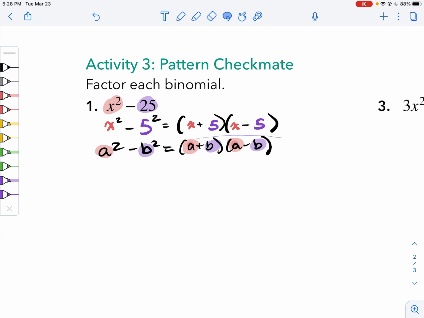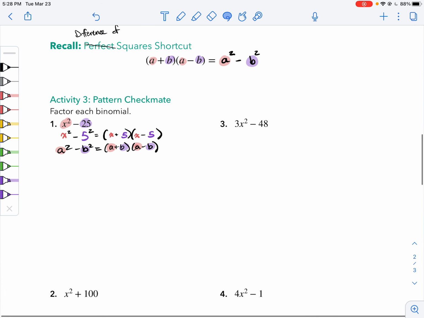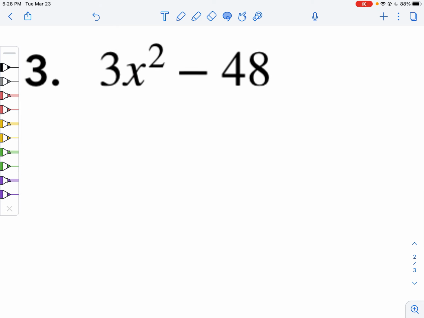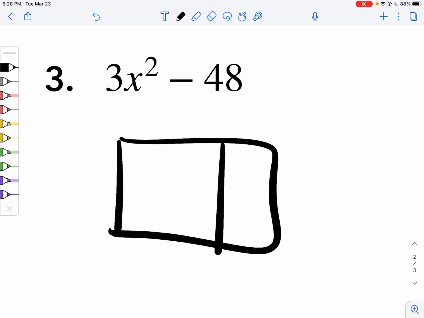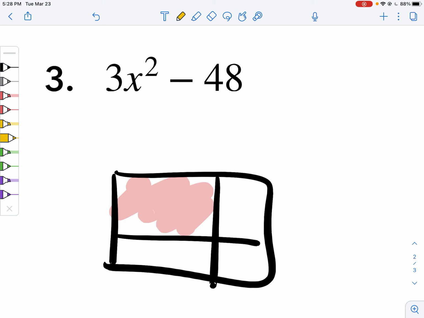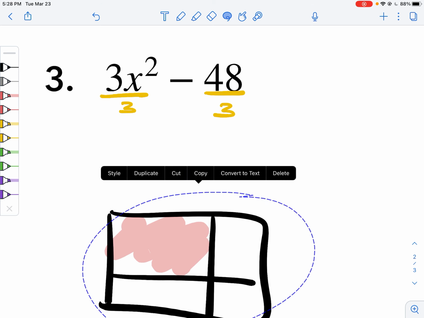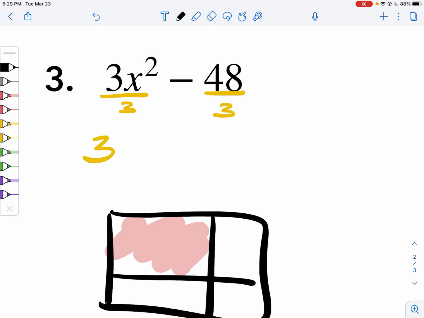Okay, now let's do one without the shortcut. Ooh, this is a hard one. Shoot, I should have done the first one without a shortcut. Oh, well. Okay, so we know we've got this square, and we need this area to add up to, oh no, I got ahead of myself. We have a GCF to factor out. Look, they're both divisible by 3. Let's make our life a little bit easier. So if we pull a 3 out, that's equal to x squared minus 16.